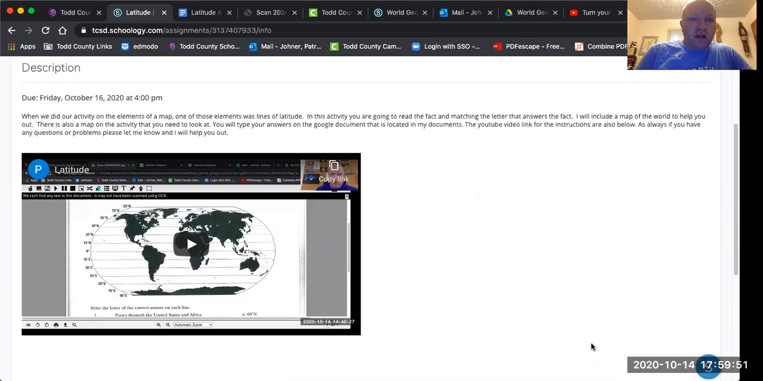It says when we did our activity on the elements of a map, one of these elements was lines of latitude. In this activity, you're going to read the fact and match the letter that answers the fact. I will include a map of the world to help you out. There's also a map on the activity that you will need to look at. You will type your answers on the Google document that is located in my documents. The YouTube video link for the instructions are also below.